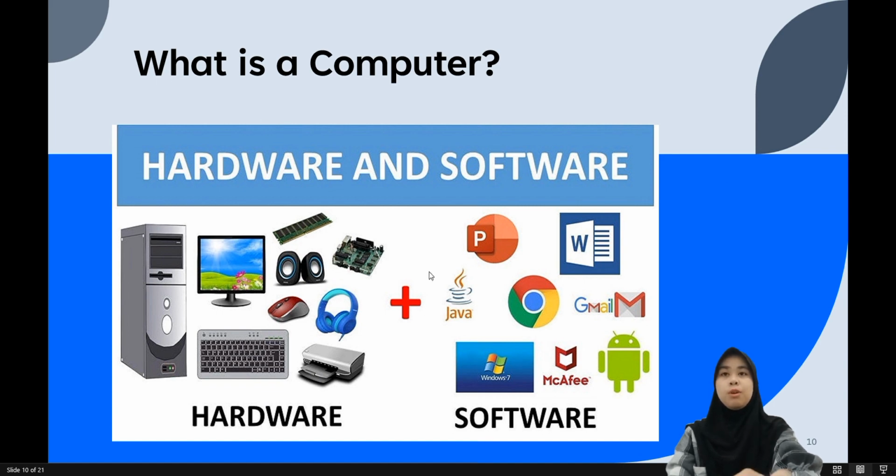This is an example of hardware and software. Hardware, like the CPU, monitor, speaker, and so on, is the physical part of a computer. And then this is software, for example Windows, Android, Gmail, Chrome, Word, PowerPoint, Java, and so on. They are tools that we can use on the computer, or programs in the computer.